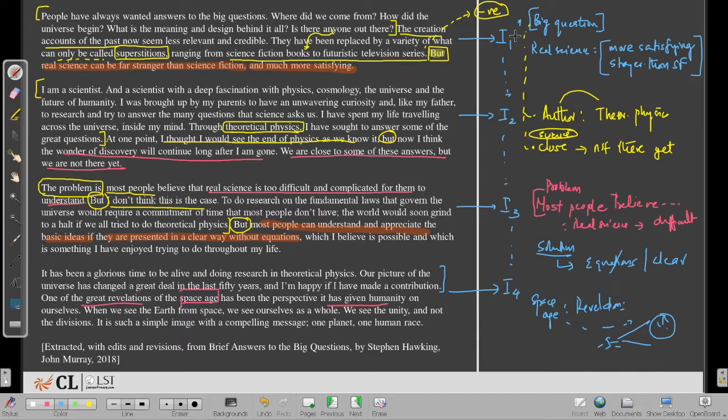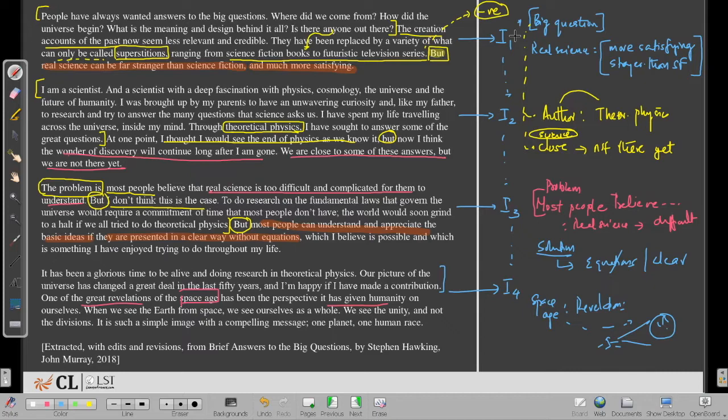But I understand why people are not looking at science, because for most people real science is very difficult. What is the solution? I have it. Give it to them in a simple fashion. Don't give them an equation. Don't confuse them, and then they will really appreciate it. Look at what we have done with the space age, for example. It has given humanity a completely different perspective, a simple image that gave a compelling message that we are one planet, one human race. That, ladies and gentlemen, is what we can see in this particular paragraph.